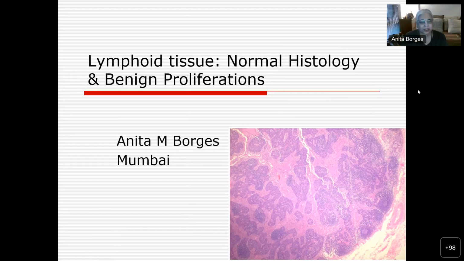I have to talk about the normal histology of lymphoid tissue or lymphoreticular tissue, if you wish to call it that, and something about benign proliferations that might be confused with lymphoma, or sometimes even confused with things that may not be lymphomas. So I will stick basically to those that will be confused with lymphomas, but you can imagine that you can have some proliferations that may be confused with things that are not lymphomas.